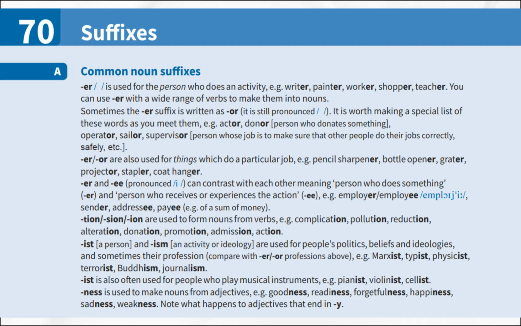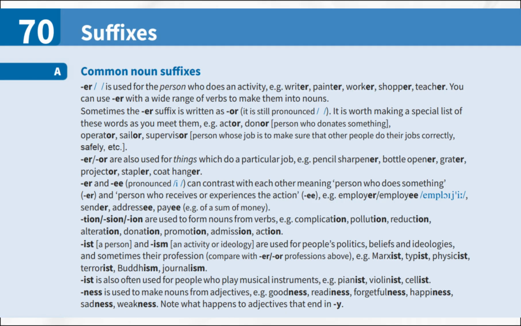-er and -ee can contrast with each other. -er means person who does something, and -ee means person who receives or experiences the action. For example, employer and employee, sender and addressee, and payee, the person who receives a sum of money. -tion, -sion, and -ion are used to form nouns from verbs. For example, complication, pollution, reduction, alteration, donation, promotion, admission, and action.